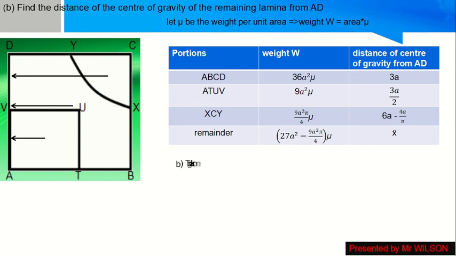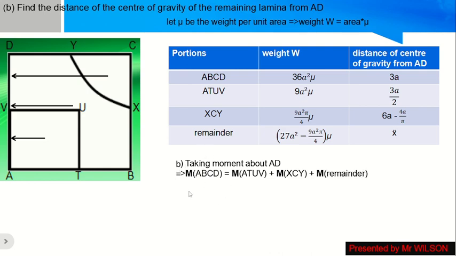So having all of that, now we are just going to be taking moments. So we take moments about AD. What are we going to apply here? We're going to say the moment of ABCD will be equal to the moment of ATUV plus the moment of XCY plus the moment of the remaining body. We know that the whole body here is a square. So the moment of this square will be equal to the moment of the other square inside plus the moment of the sector plus the remaining moment. So that's what constitutes the whole final square.